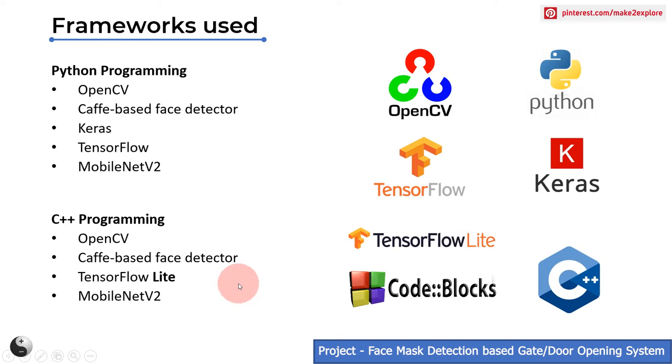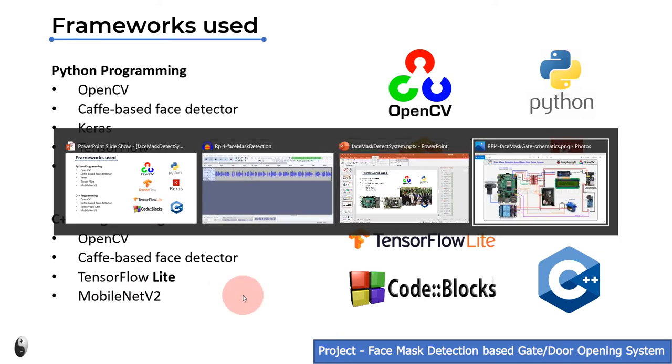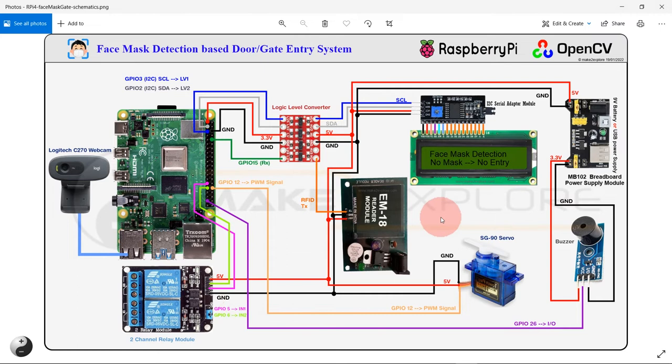Okay, all right. Now, let's move to the hardware section of this project and see the schematic or circuit diagram of the project. Here is the one. Let me give you a brief description of all the connections here. You can see all wiring connections are color coded. Hence, you can easily track them. You will get this schematic on our GitHub page.